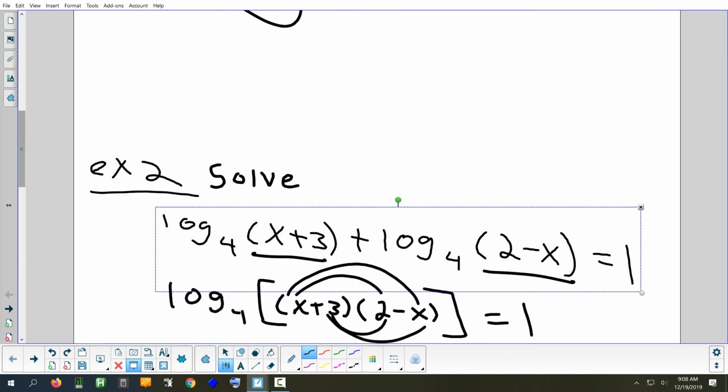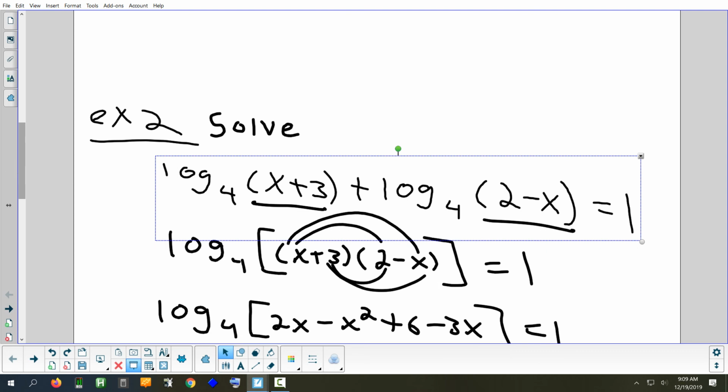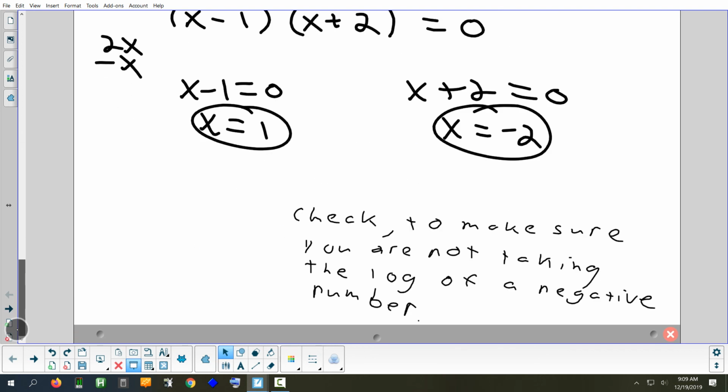Let's check negative 2. What's negative 2 plus 3? 1. Okay, so that's okay. Now we plug in negative 2, right? What's 2 minus negative 2? 4. Is that positive? Yep. Then we're good. Both of those answers work. Okay, they're both fine. I'll come back and do one of these at the end where one answer works, one answer doesn't. But here, they both work.